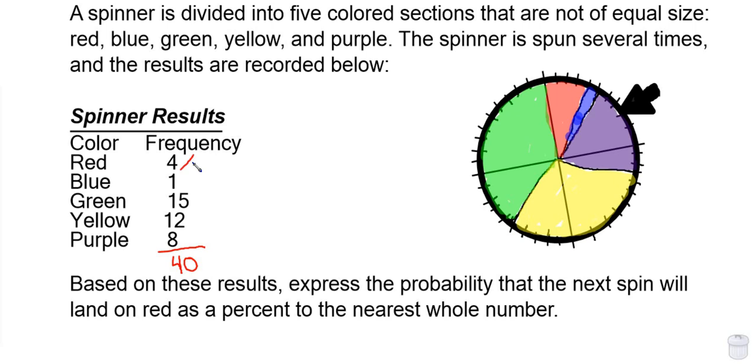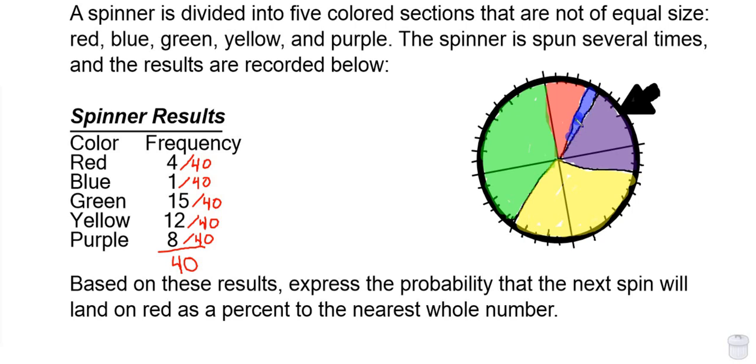And 4 out of the 40, it landed on red. Only 1 out of the 40 times did it land on blue. 15 out of the 40 times landed on green. 12 out of the 40 times landed on yellow, and 8 out of the 40 times it landed on purple. Notice 1 out of the 40 times it landed on blue, and that's how it's represented in the spinner here. Just a little sliver here.